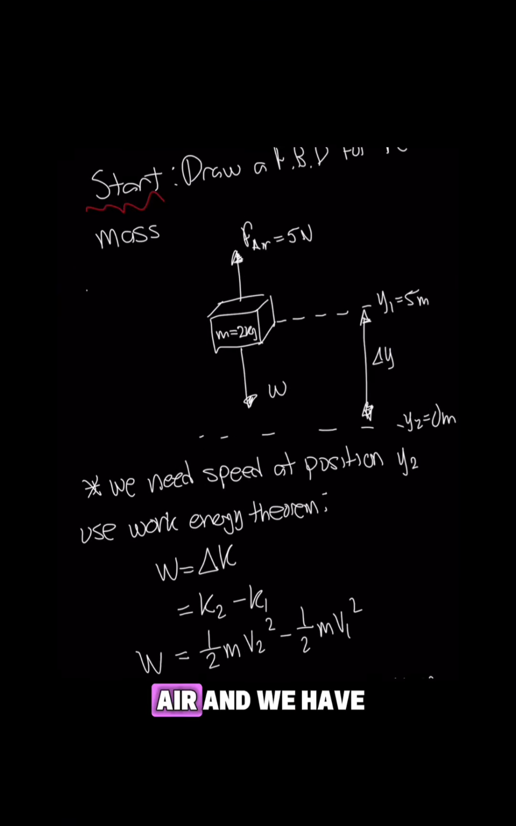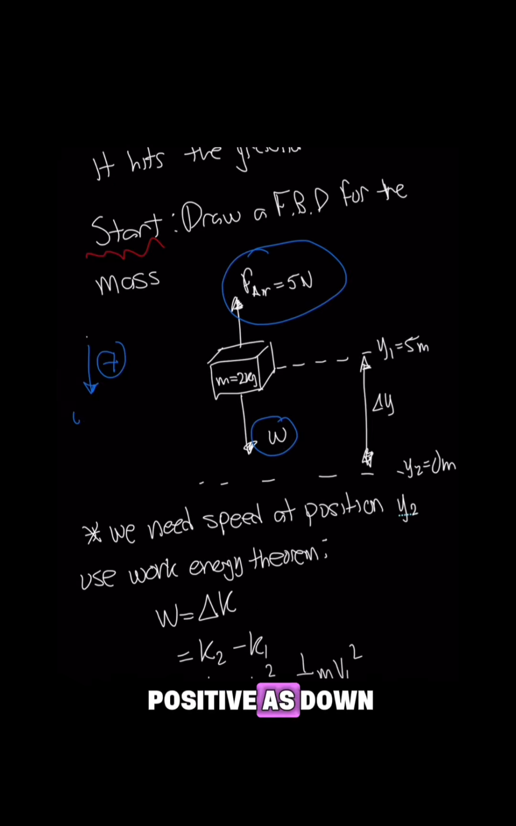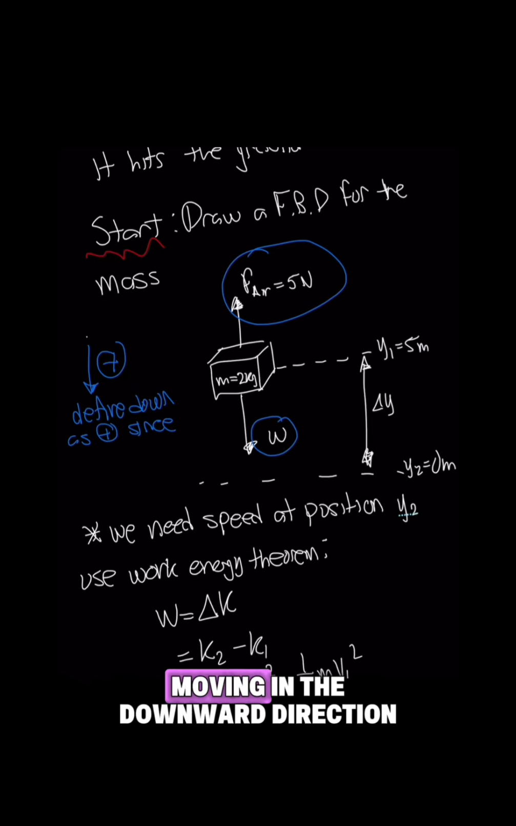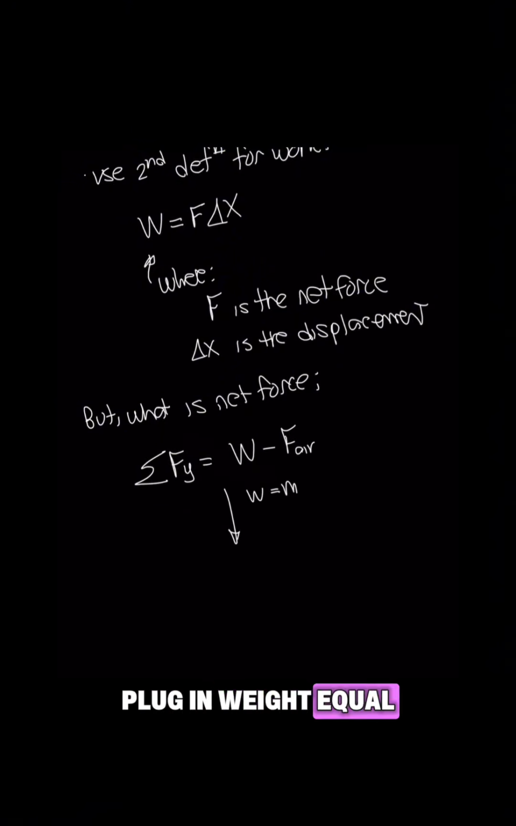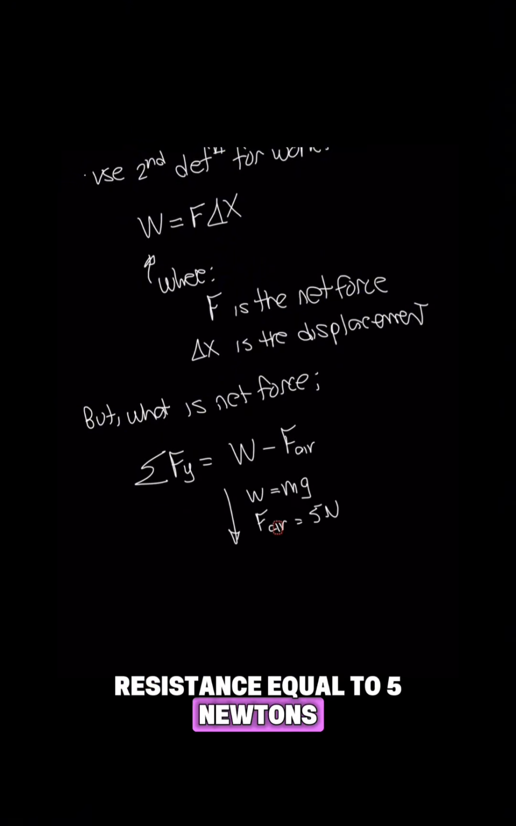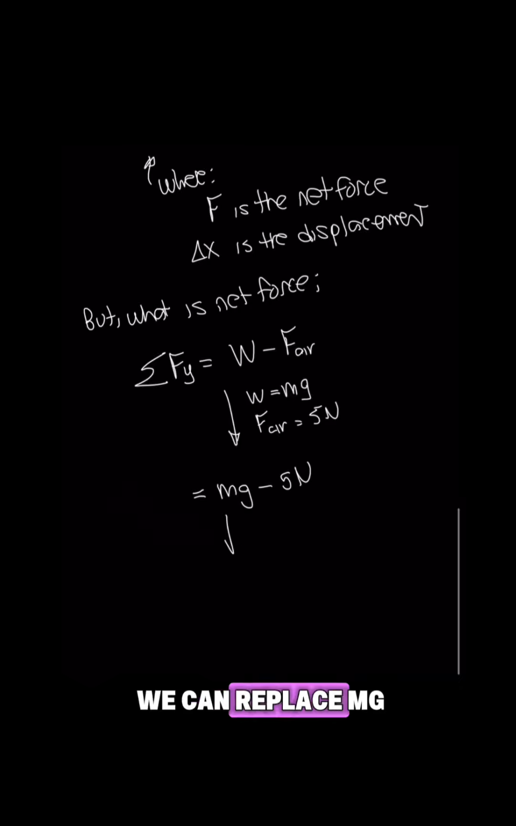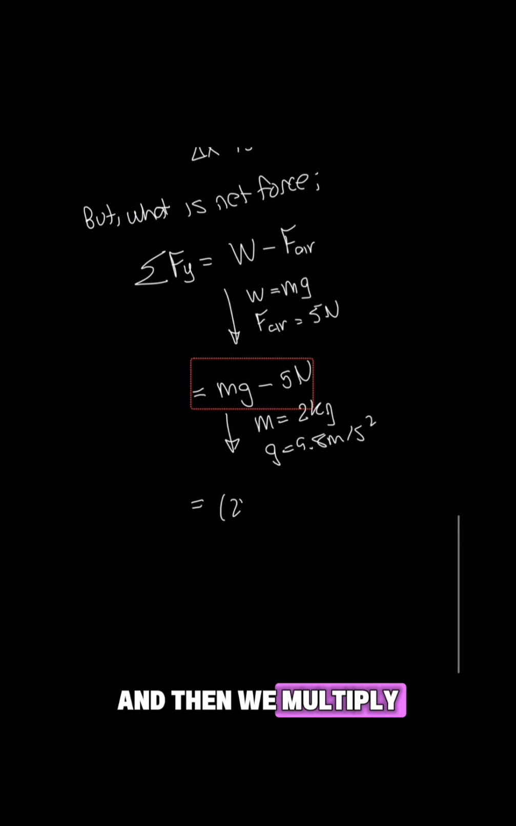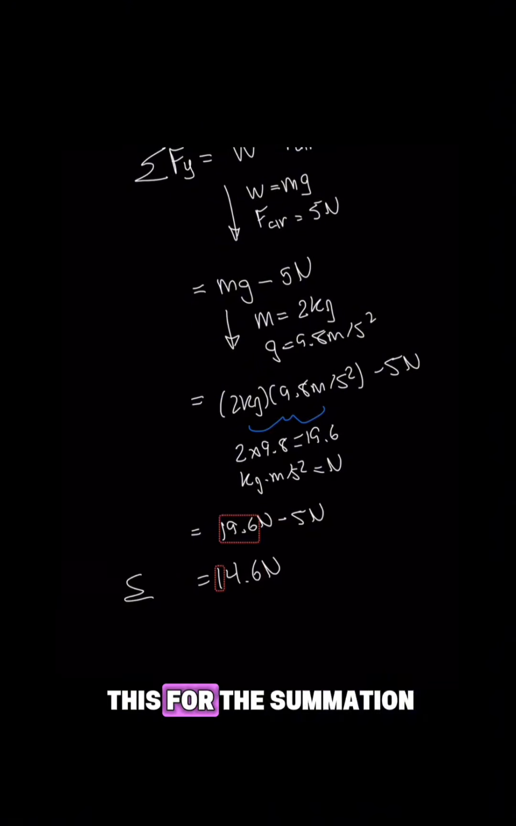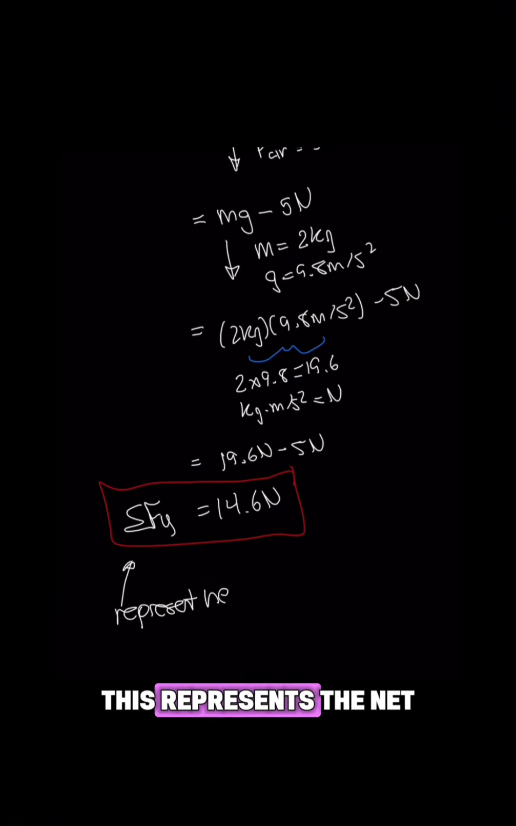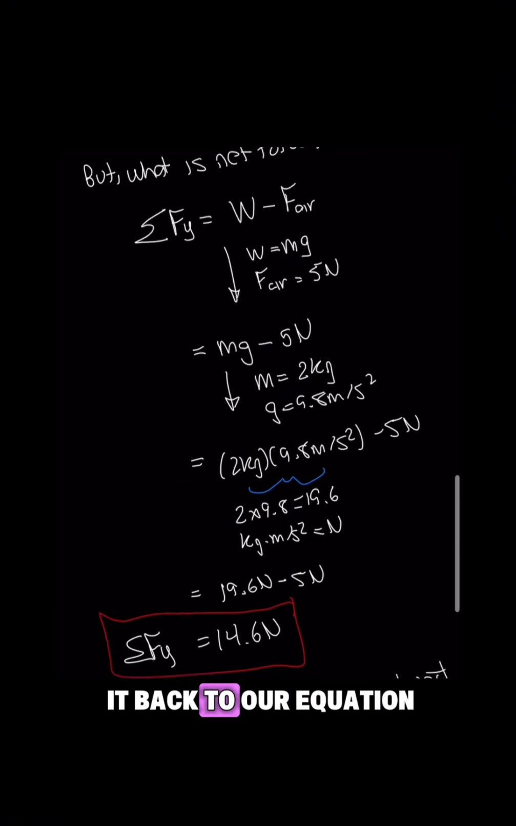So we have the air resistance and we have the weight, but we're going to define positive as down since the object is moving in the downward direction. It's going to be weight minus force of air resistance. Plug in weight equal to mg and air resistance equal to 5 newtons. We get this expression. We can replace m and g by their values, then multiply the amplitudes and units on the left term, then do a simple subtraction to get this for the summation of Fy. This represents the net force on the object, and we can apply it back to our equation here.